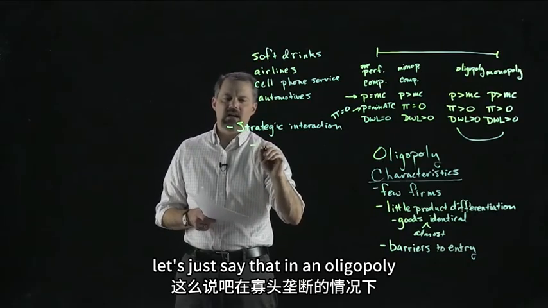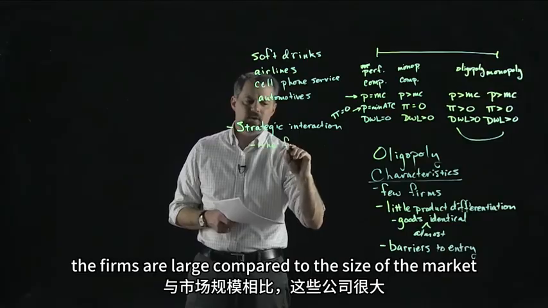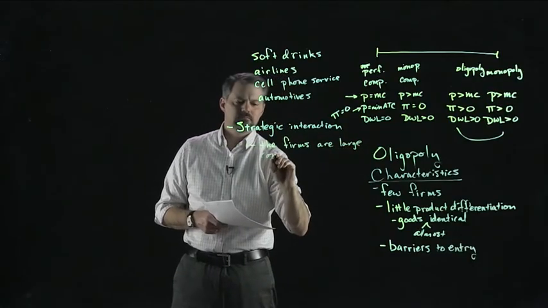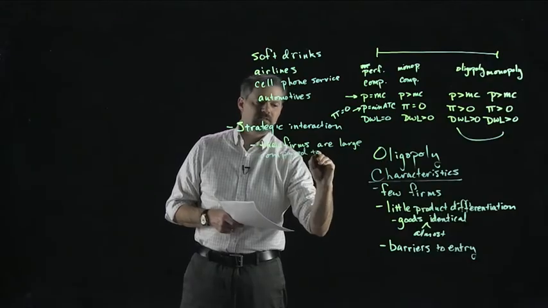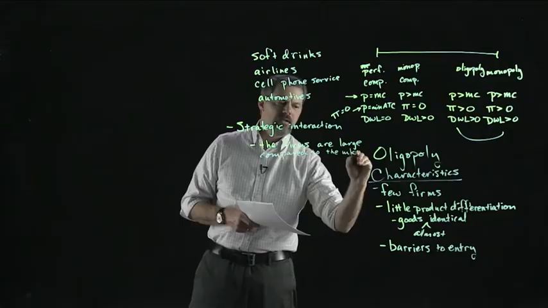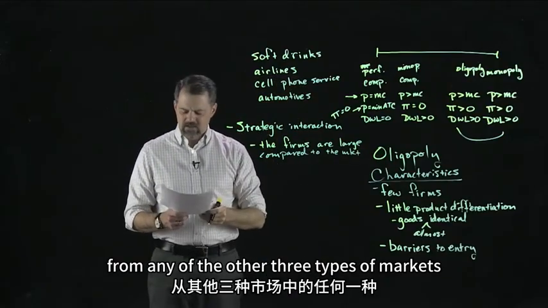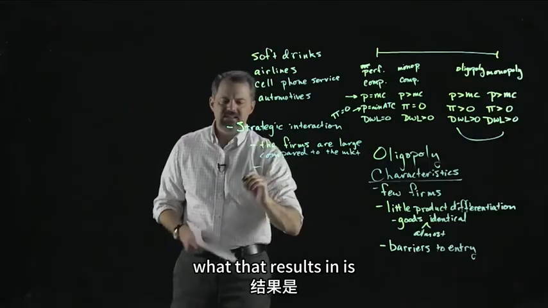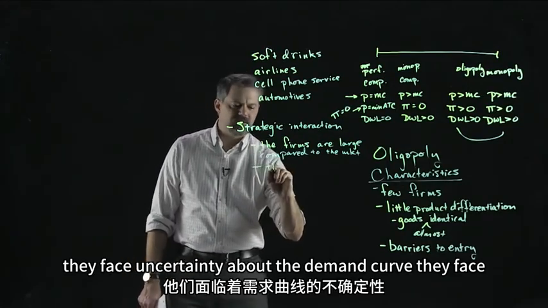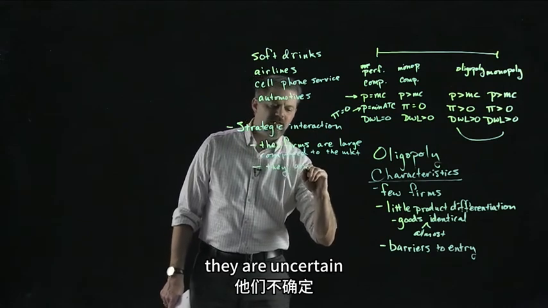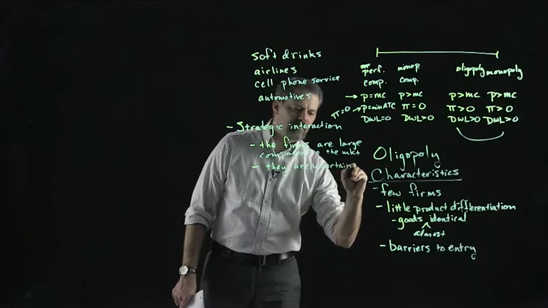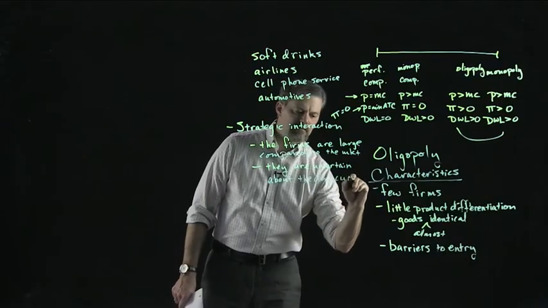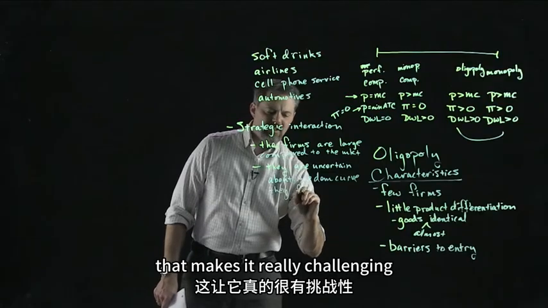Let's just say that in an oligopoly, the firms are large compared to the size of the market. And that's very different from any of the other 3 types of markets that we've thought about. What that results in is they face uncertainty about the demand curve they face. They are uncertain about the demand curve they face. That makes it really challenging.